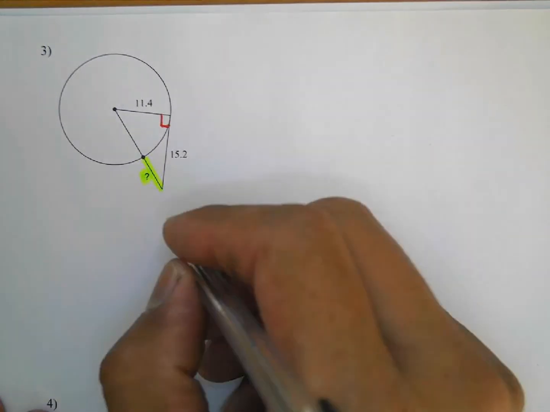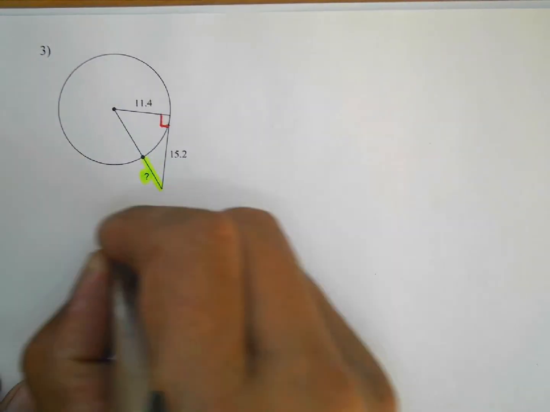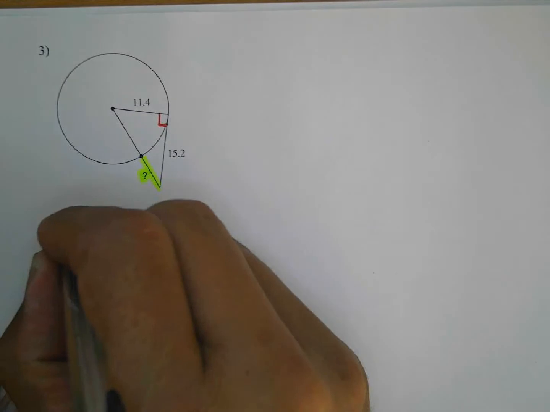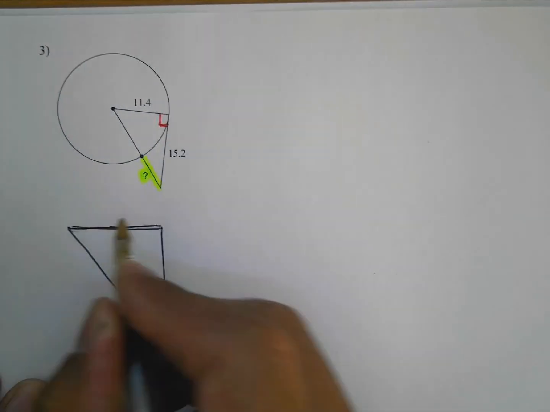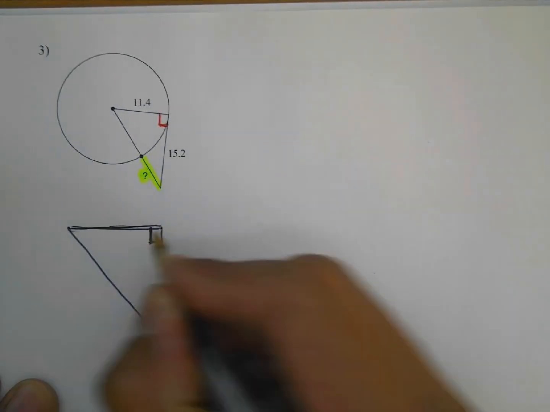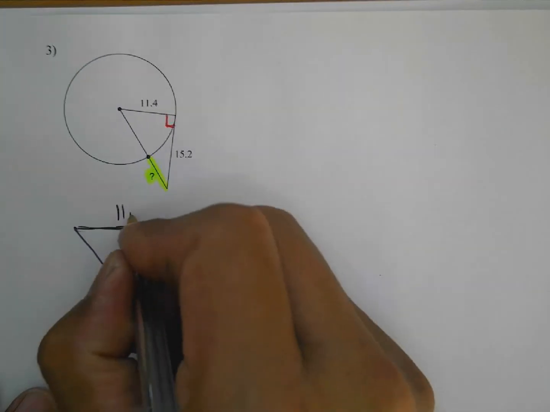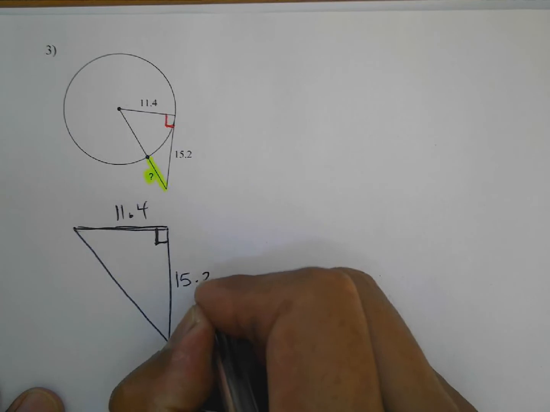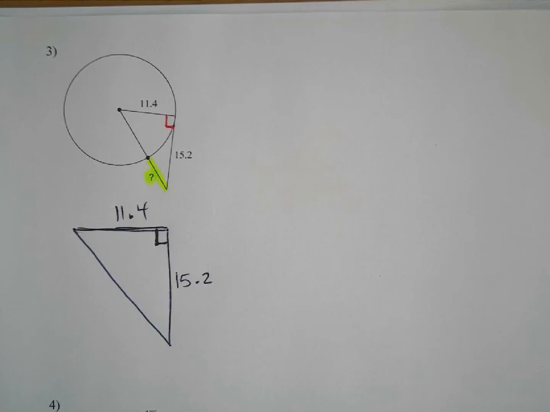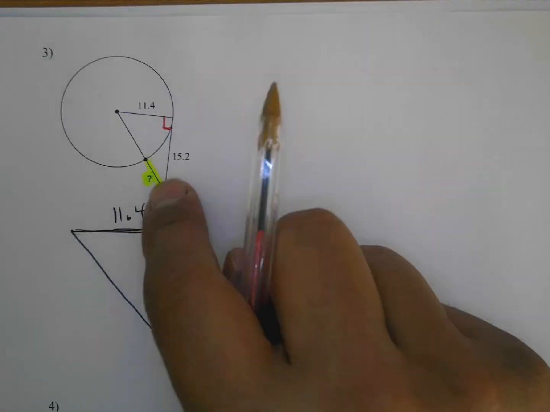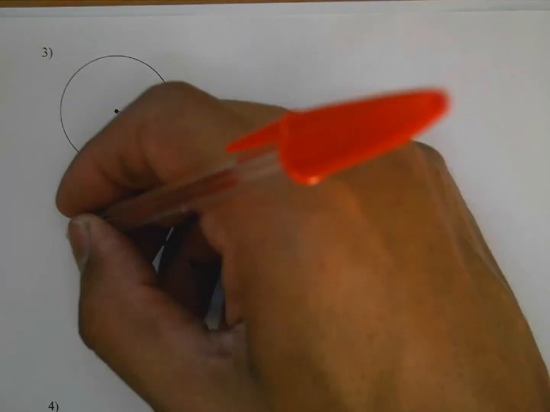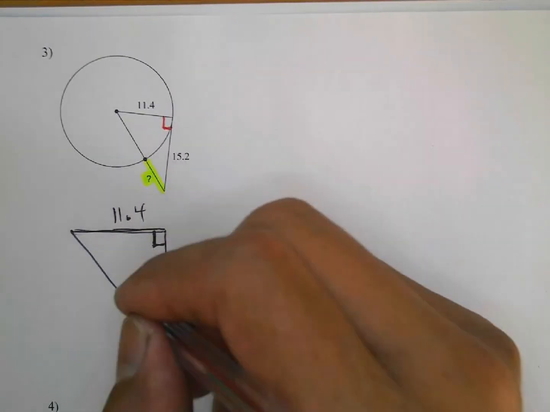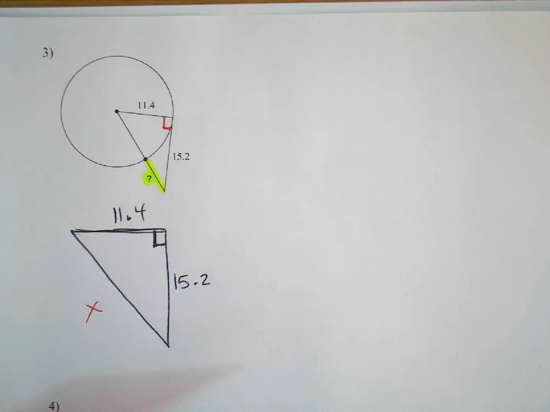Let me draw a little bigger here like this. And what are the 2 sides that I know? 11.4 and 15.2. And I'm gonna not worry about that. I'm gonna just find the whole side, and I'm gonna call that x.